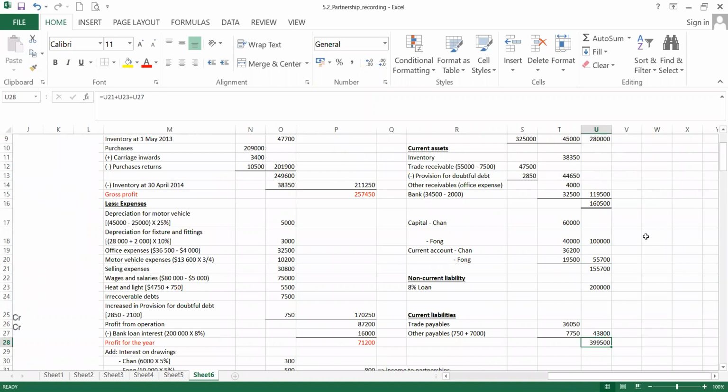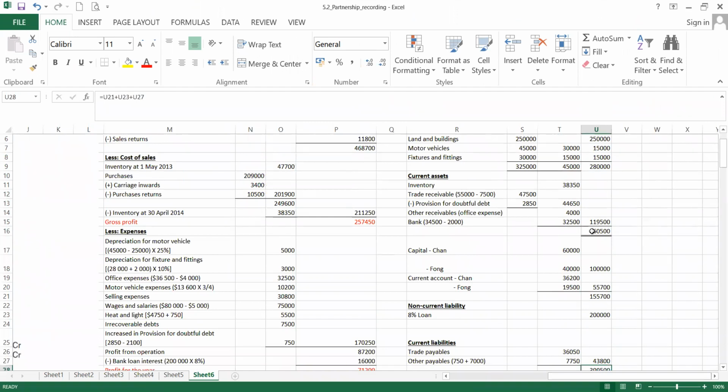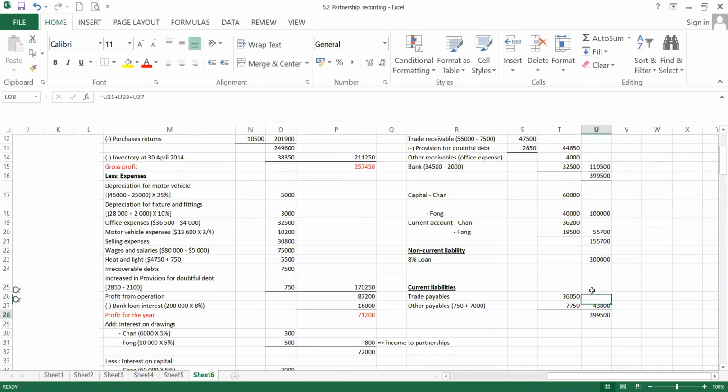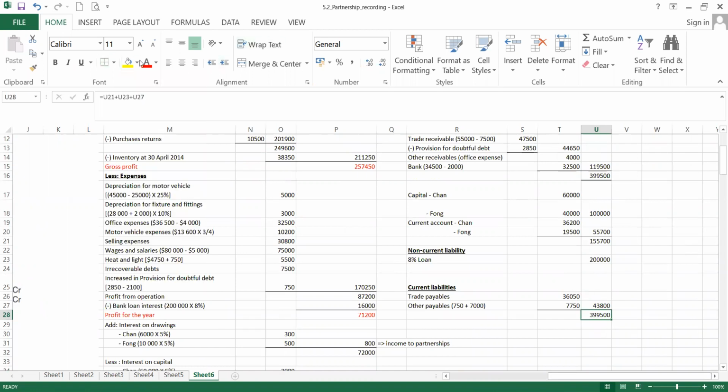So we get, where is my mistake? Let me see. Sorry, I added wrongly. Okay, this amount and this amount tally. Once it tallies, that means the account should be correct. Okay, that's all for the partnership topic that I'm sharing with you.